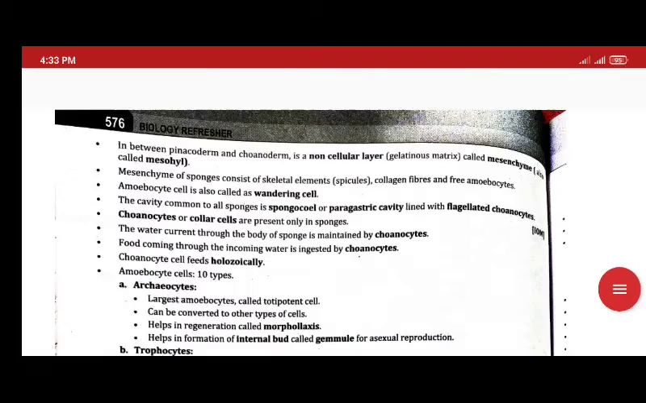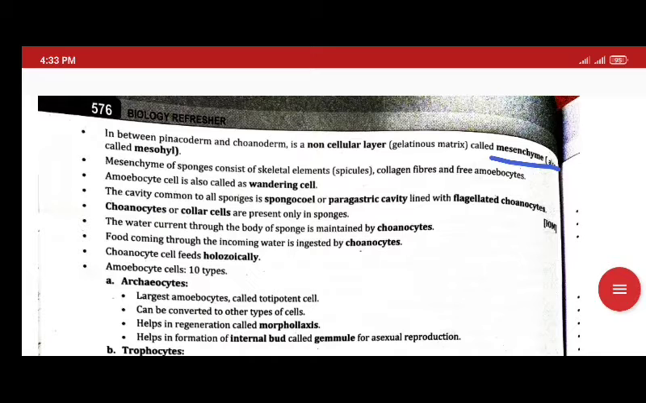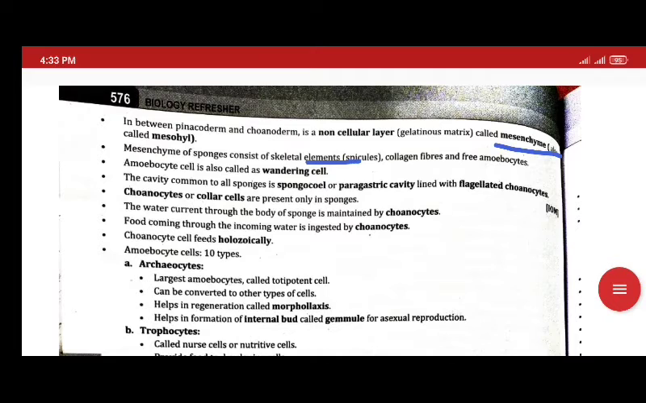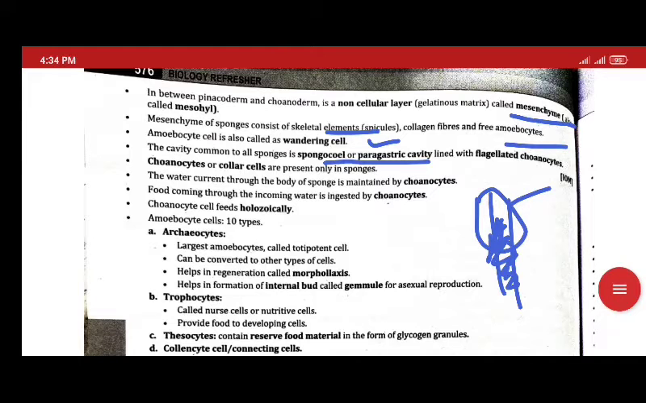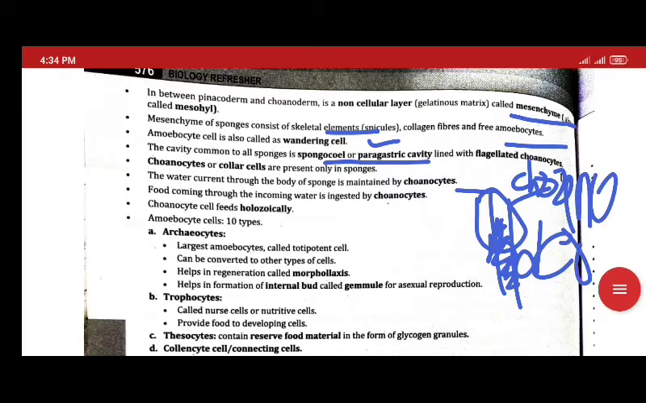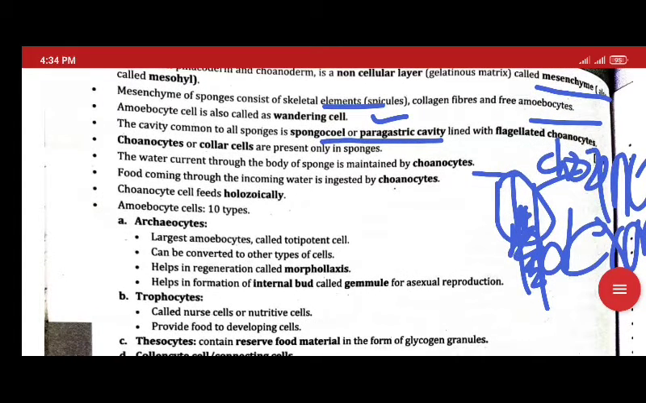Now we will continue. Between the pinacoderm and choanoderm, a non-cellular gelatinous layer called mesenchyme is found. Mesenchyme is like a skeleton, bone type, and amoebocytes are found in it. The amoebocyte is a wandering type of cell that can change shape and size. There is a spongocoel, the paragastric cavity, between the layers. If this is the outer derm and inner derm, then between them is the paragastric cavity. The first layer is pinacoderm and the second is choanoderm, which contains collar cells.